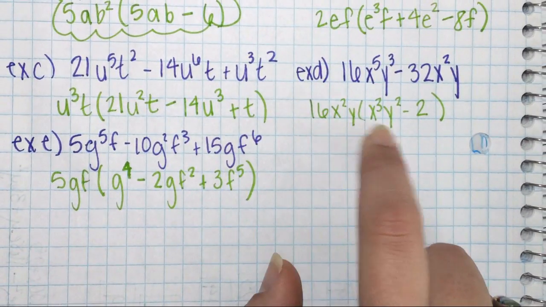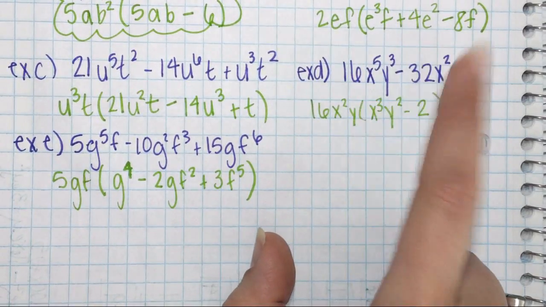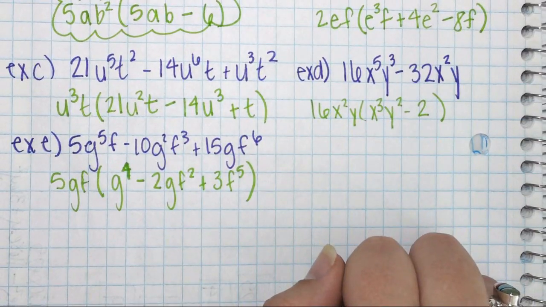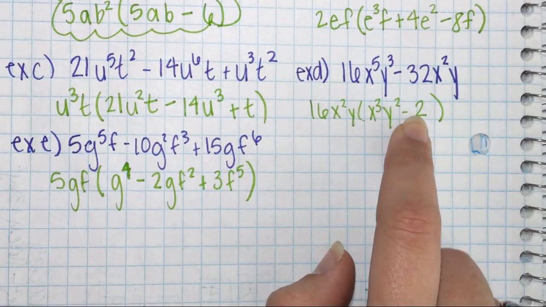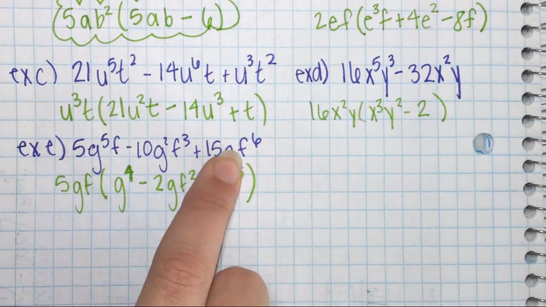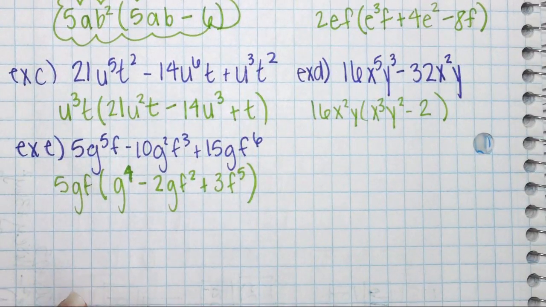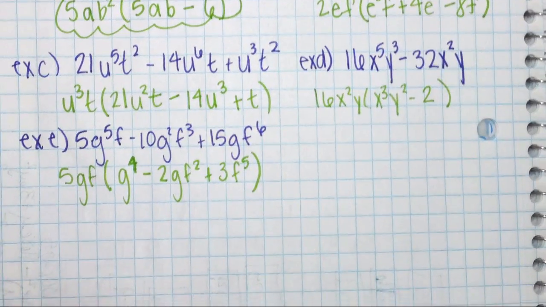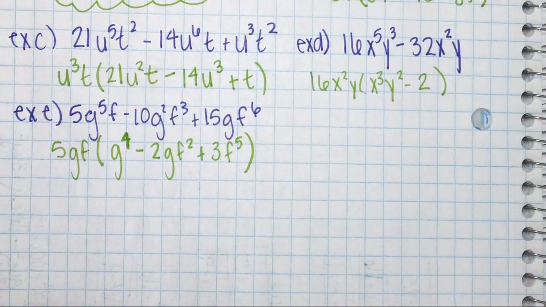Alright, that's what I got. I got 16x squared y, and then inside I got x cubed y squared minus 2. If I start with 2 terms, how many terms do I have to end with in the parentheses? 2. So if I start with 3 here, how many do I have to end with here? And then here I got 5gf, g to the 4th minus 2gf squared plus 3f to the 5th. Yes. How many of us got both of them right? If 2 people at your table got both right, take a point.